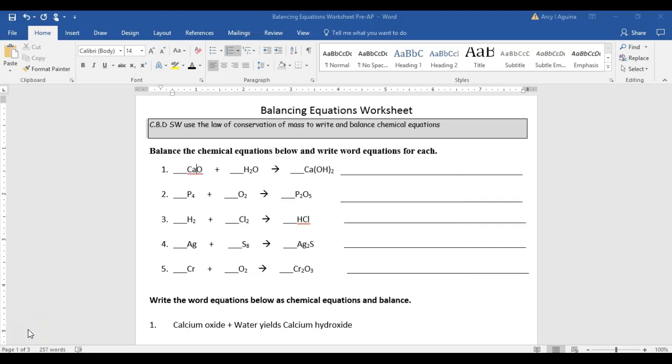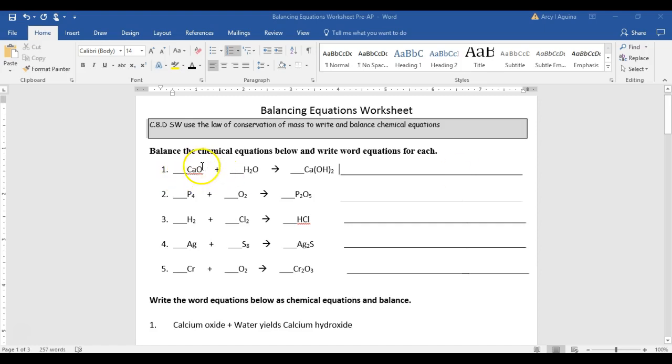Hi guys, I'm going to do a couple of problems from the homework just to get you started. So for the first part, for the first five questions, it says to balance the equations below and then write the word equations for each. I think writing the word equations for each is faster, so I'm going to do that first.